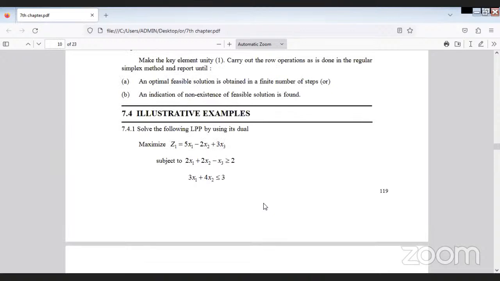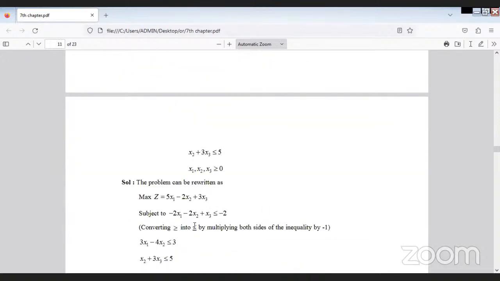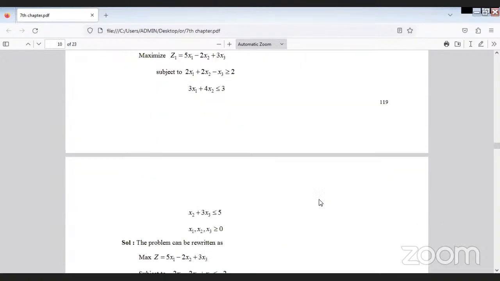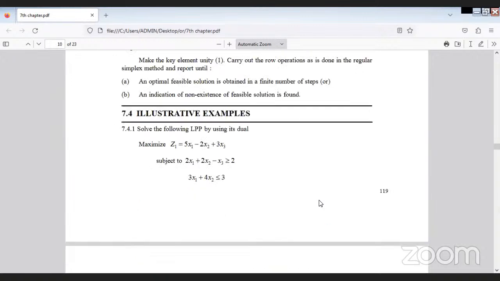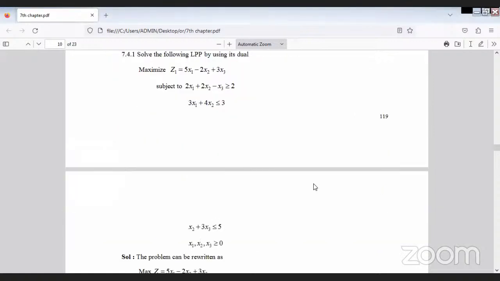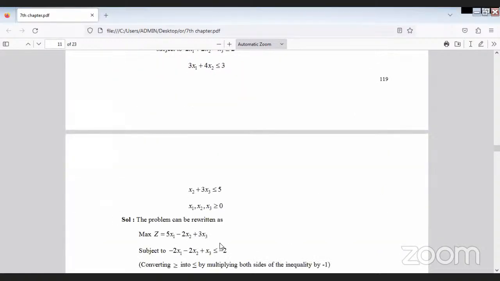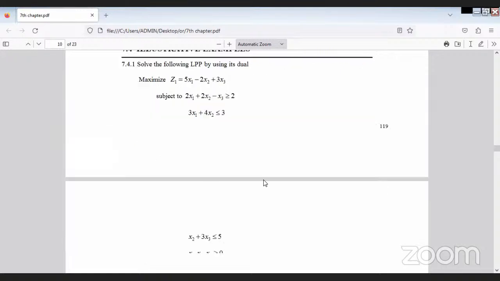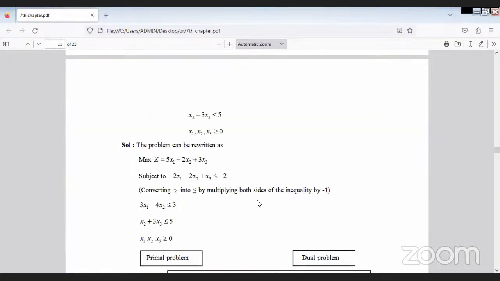So the given problem is 5x1 minus 2x2 plus 3x3, subject to the constraints. I am taking the minus here because the less than is called minus 2. So minus 2x1 minus 2x2 plus x3, converting the greater than into less than by multiplying both sides of the inequality by minus 1.